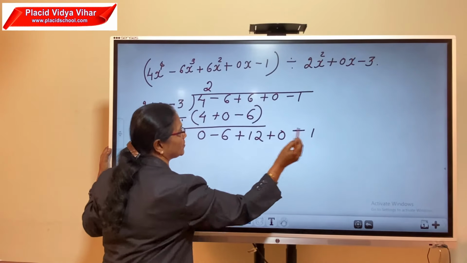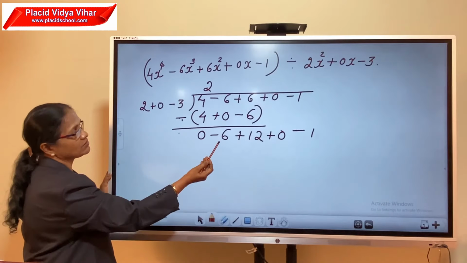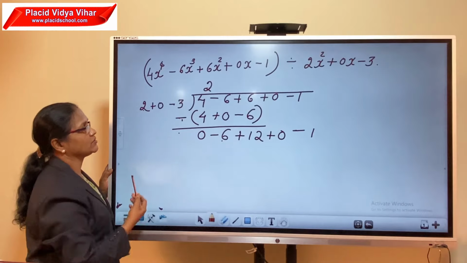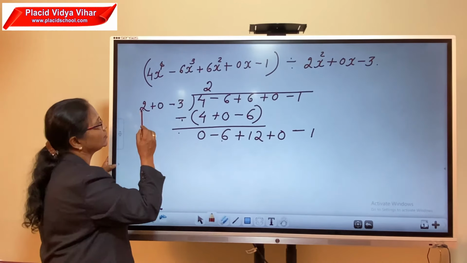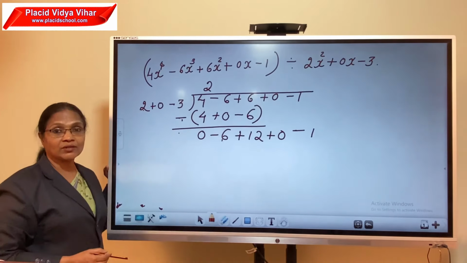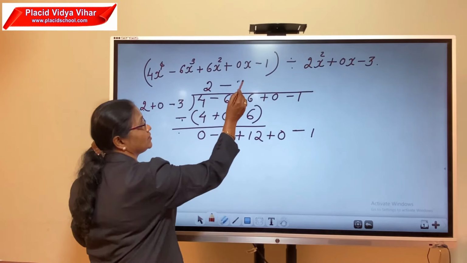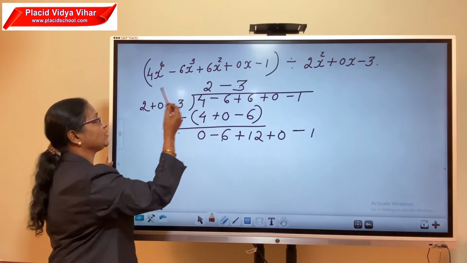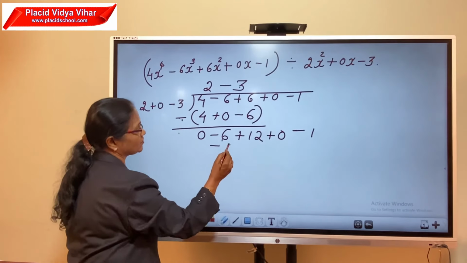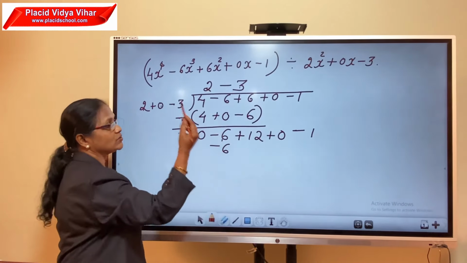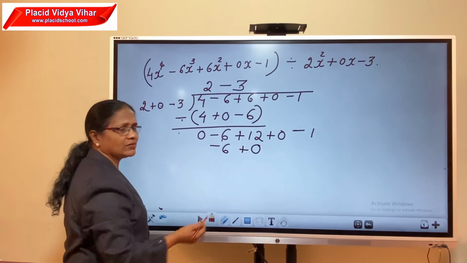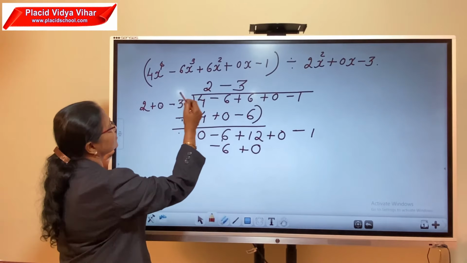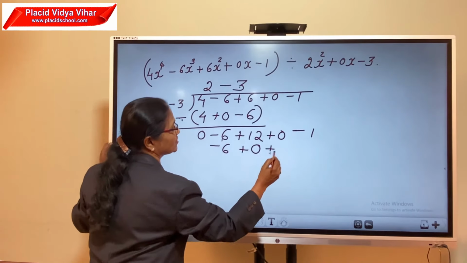0 minus 1. Now the first term is negative 6. Not 0, we have to consider it as negative 6. Negative 6 by 2 equals negative 3. Therefore, the second term of the quotient becomes negative 3. Negative 3 times 2 equals negative 6. Negative 3 into 0 is 0. We can give positive 0, negative 0, no problem. Now, negative 3 into negative 3 becomes positive 9.